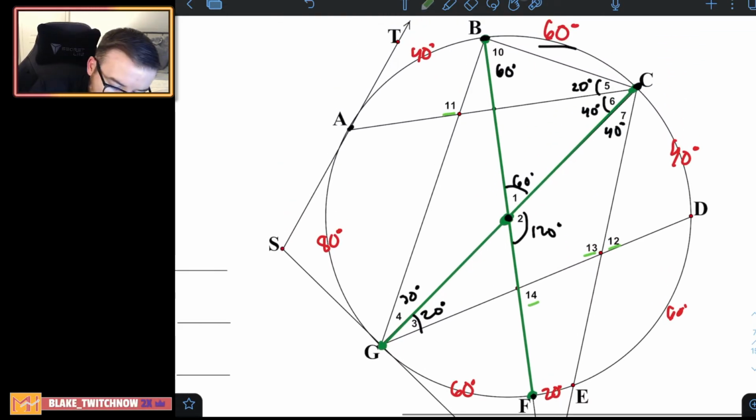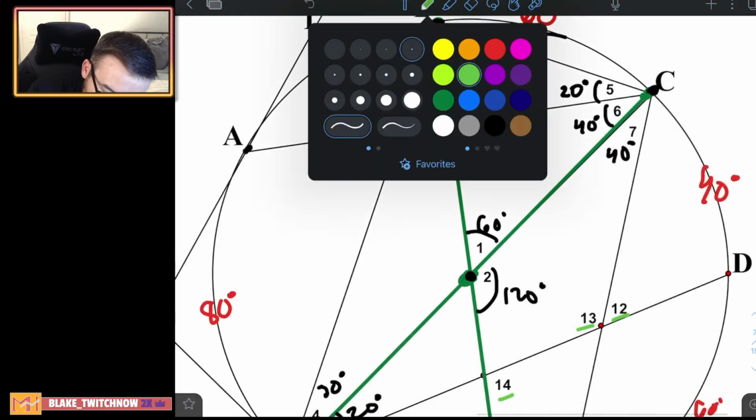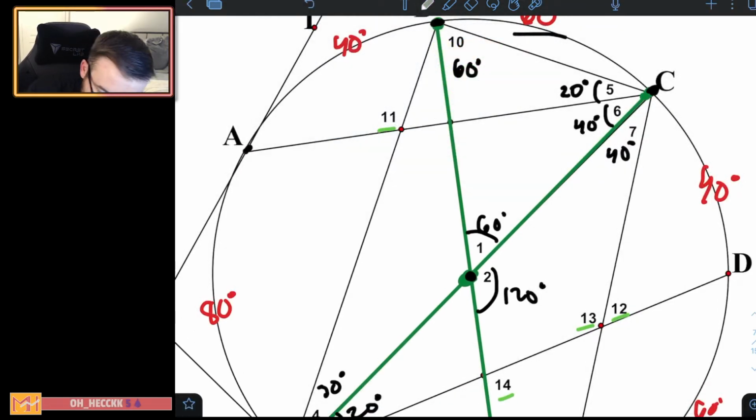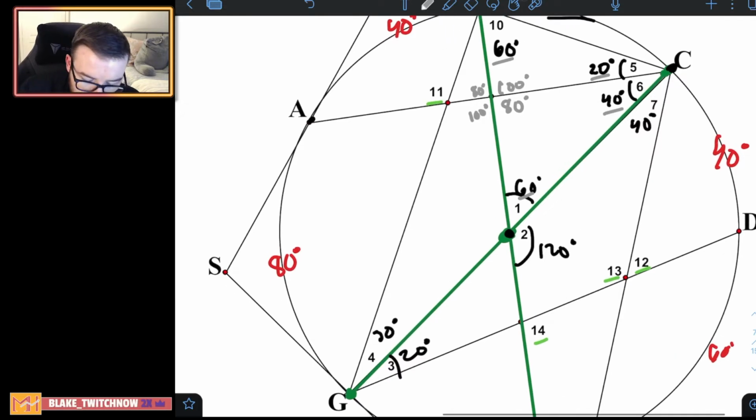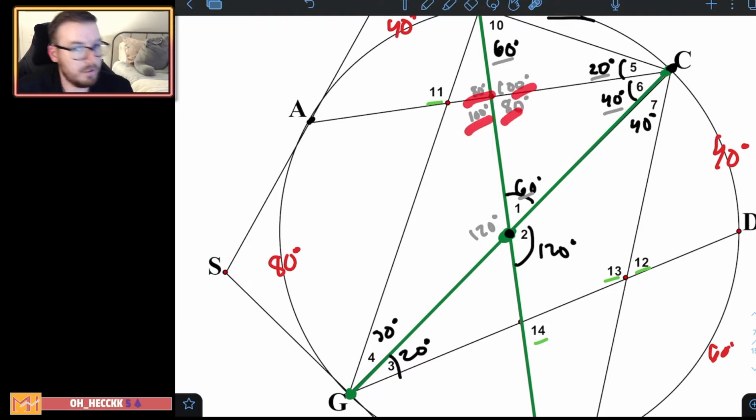I mean, you could try to be like, well, is there a way that I can sort of, this is 60, this is 40, so that makes this 80. This is 60, this is 20, so that makes this 100. These are vertical angles, right? I'm solving for all types of things that I don't even need to know. And if that's what you want to do, you can, right? But make sure you're getting them all right.